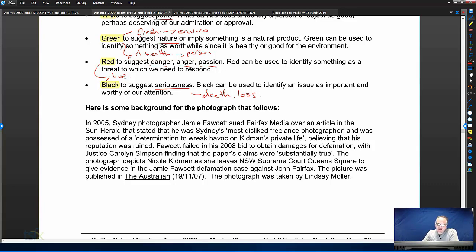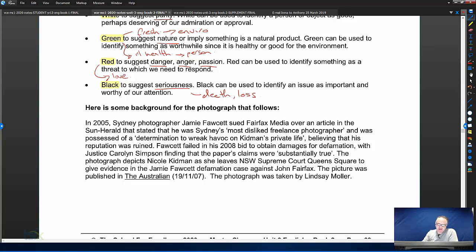And he didn't like the way that Fairfax Media was portraying him, and he essentially sued them for destroying his reputation. But the judge actually found that the criticism that Fairfax Media had made of this photographer was substantially true, which is a defence to defamation. And so he actually lost the case against Fairfax.